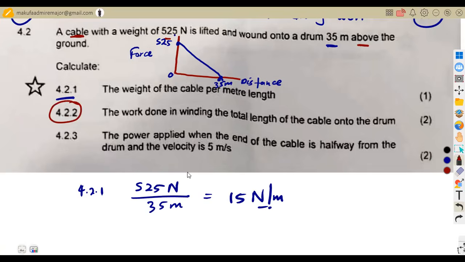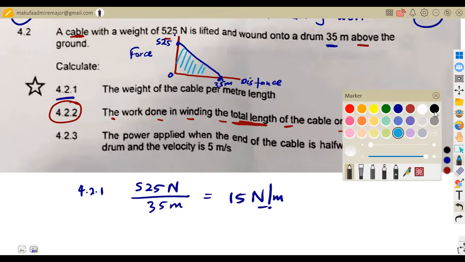All right, on 4.2, we are now asked the work done in winding the total length of the cable onto the drum. What is going to be the work done? So now we can refer to this as the area. Remember, our work done can be simply taken from the area under the graph, or we can take our work done from the average force times the distance in this case, all right? So we've got two formulas that we can consider here.